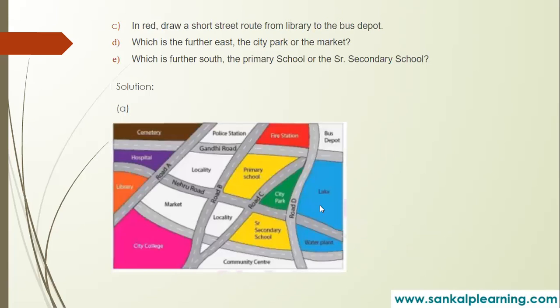See, you have to color like this, children. See, these two are water bodies. Water plant and lake, right? So schools yellow color. 2 schools are given, primary and secondary. So you have to color both in yellow. Fire station brown. Okay, you have to color like this.